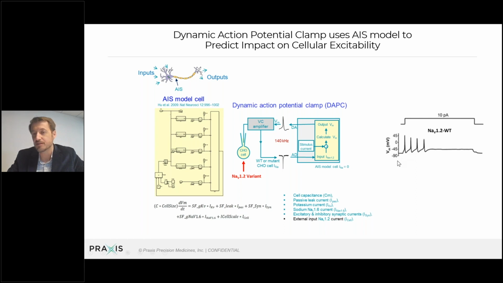You can see when you do this with the wild type, shown on the right, you've got a current injection, the 10 picoampere step, and this causes the computer model to fire. You can see a firing of 4 action potentials here, 1, 2, 3, 4. I should note they've taken out the 1.6 current from this axonal initial segment, so it's really driven solely by NaV1.2. And so this is dynamically integrating the NaV1.2 current that's recorded into a computational model.